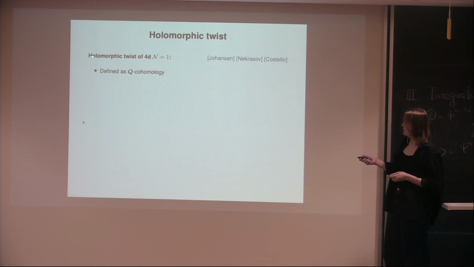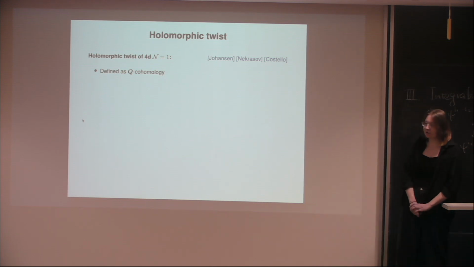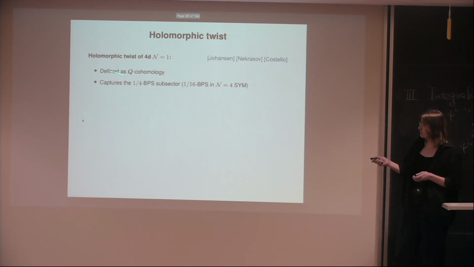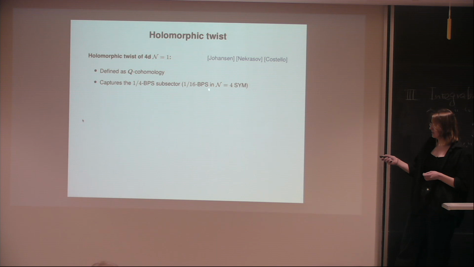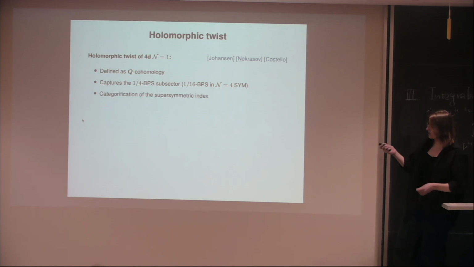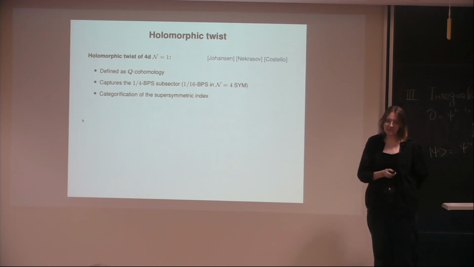The holomorphic twist of a 4D N=1 theory is defined as the cohomology of a supercharge. 4D N=1 theories have 4 supercharges, so this Q cohomology captures the 1/4 BPS subsector. For N=4 super Yang-Mills, this is the 1/16 BPS subsector. These are precisely the operators that are counted by the supersymmetric index.